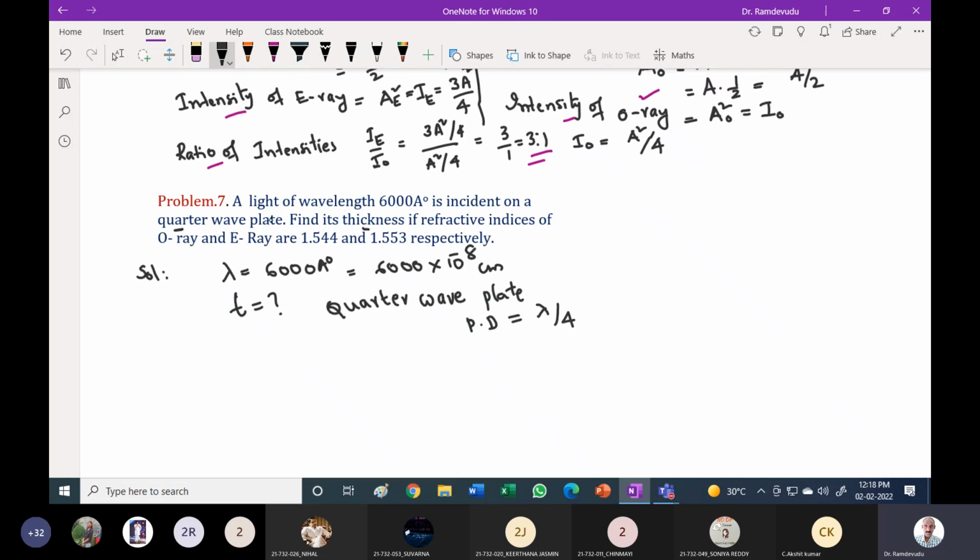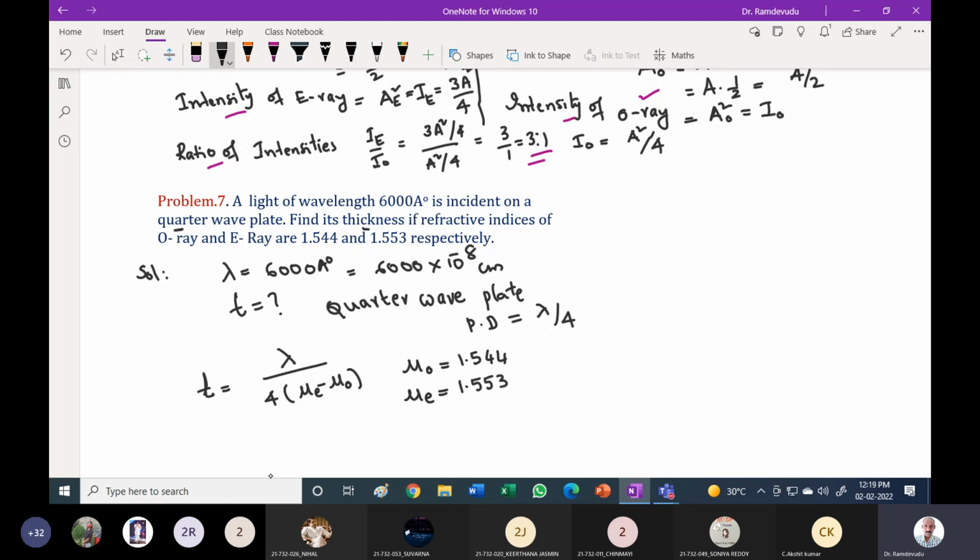So now, to find the thickness T, we have seen that the thickness T is lambda by 4 into mu E minus mu naught. But we used it for calcite. Here, the material's O ray index, mu naught, is given as 1.544, which is smaller than the refractive index of the E ray, meaning the E ray moves faster.